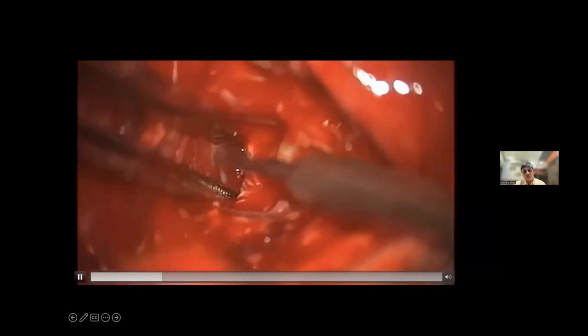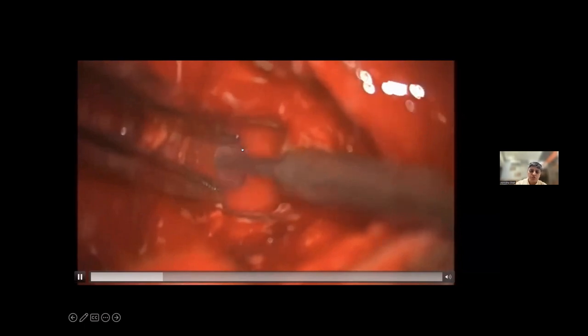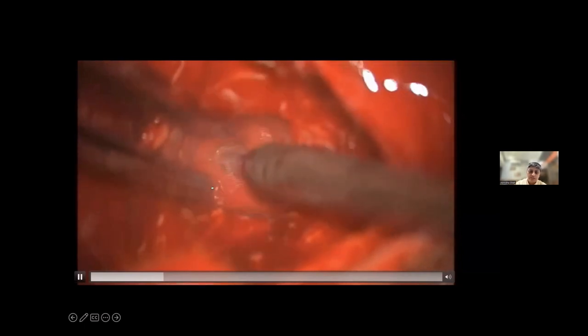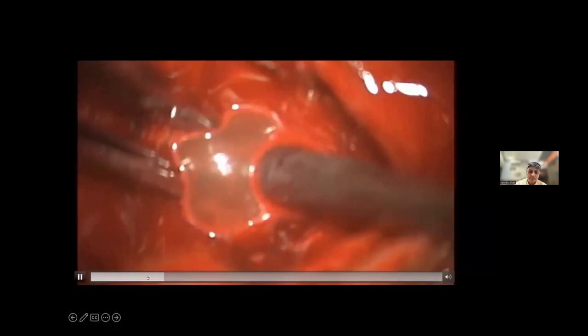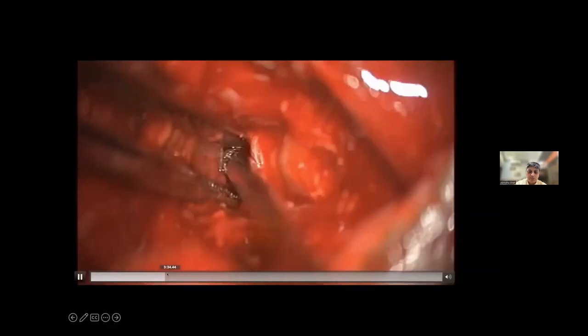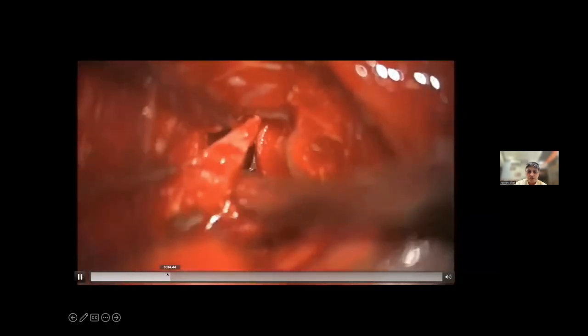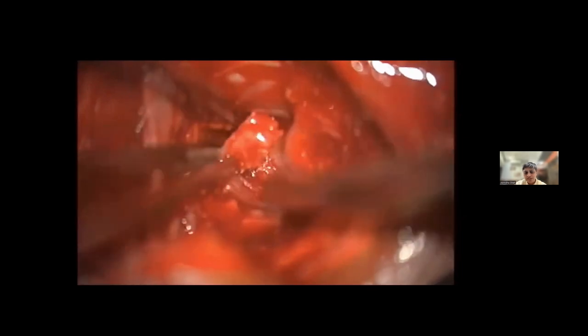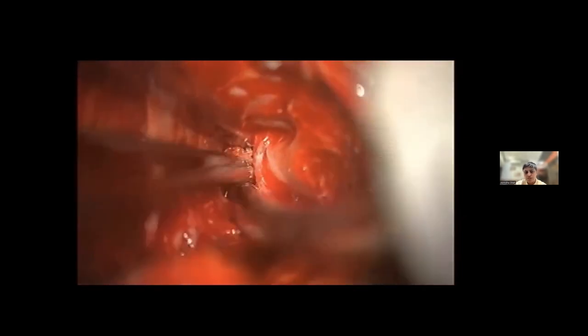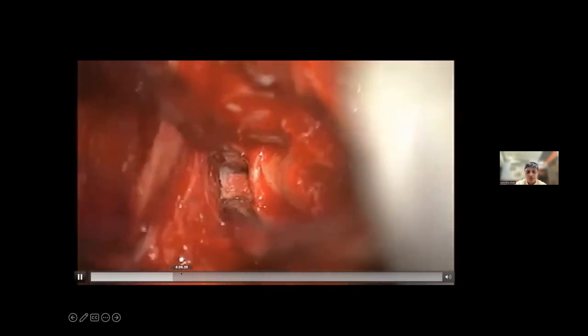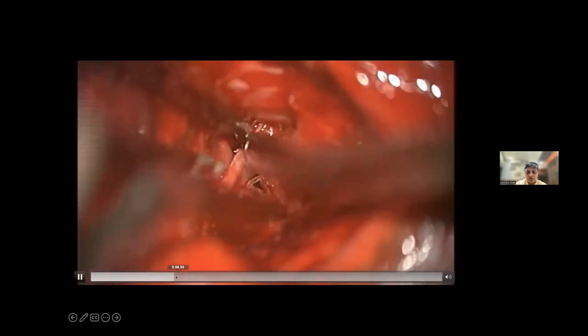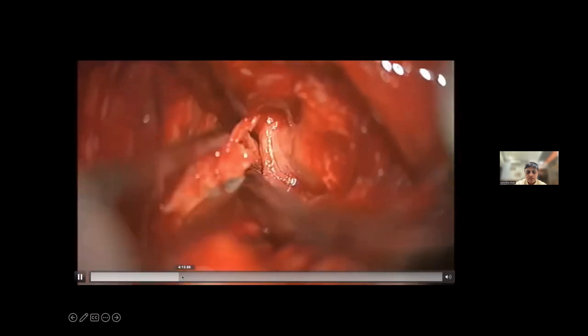And now a drill hole is being made into C1, which is directed superiorly and medially towards the anterior arch of atlas. After this step, we insert a lot of bone graft into the region, because ultimately it is this bone graft that will hold the fusion. The screws will hold it only for a short time. The fusion will occur in this region, in the region of the C1, C2 joints. After doing this, the plate and screw construct is inserted.